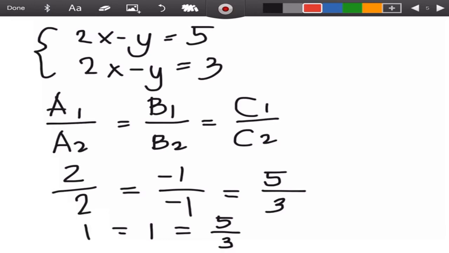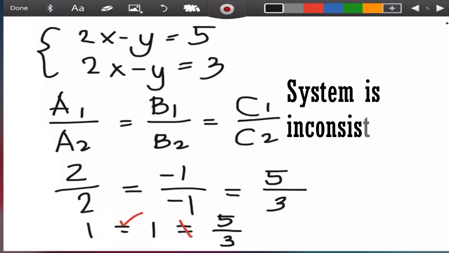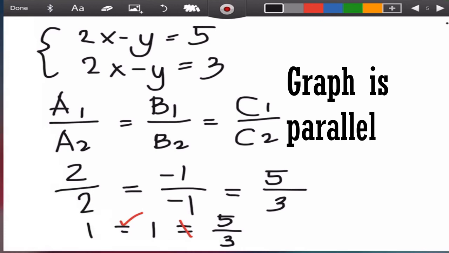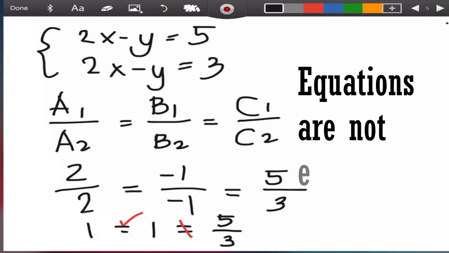So here, 1 is equal to 1, but 1 is not equal to 5 over 3. If that is the case, the system is inconsistent and independent, the graph is parallel lines, there is no solution, and the equations are not equivalent.